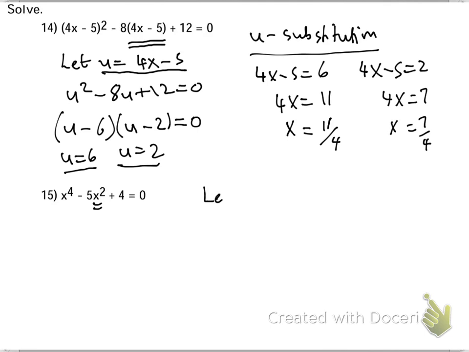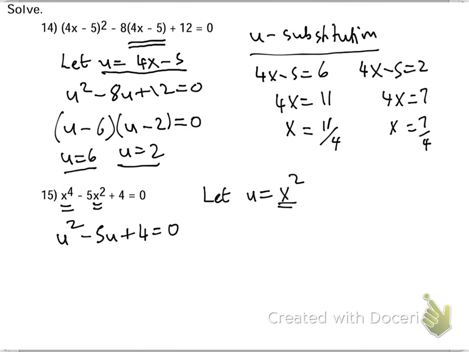I'm going to let u equal the x squared. Okay, remember what I underlined? So if I have that, I'm going to have this, and be careful. Okay, I'm going to end up with, instead of x fourth, if u is x squared, this is going to be u squared. Okay, because x squared times x squared will give me x to the fourth. Minus 5u plus 4. Okay, there we go.